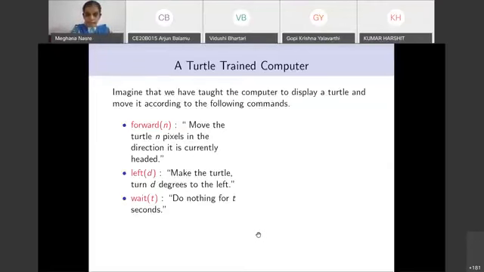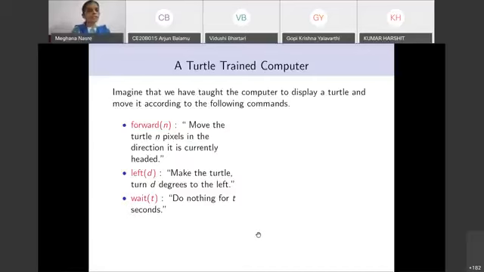Similarly, left D, where D is in degrees, tells the turtle to turn left. Similarly, there is a right, but at the moment left is good enough for us. And then there is wait, for which the unit is in seconds. It tells the turtle not to do anything, just hold on, wait, right? So these are the only three commands that we have taught our turtle, or the turtle knows for the moment.